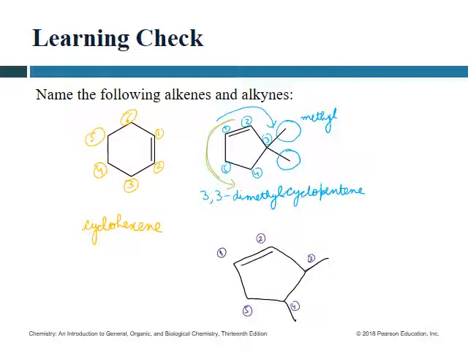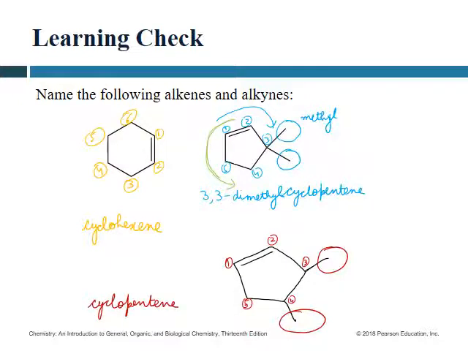the smallest number possible. So now when we name this, again, the parent chain is 1, 2, 3, 4, 5 carbons. Let me write this a little above, closer, so you don't confuse it with the substituent number. This is 2 and this is 1. So now I have 2 substituents right here and my parent chain is again cyclopentene, and the double bond is between 1 and 2, which is good.